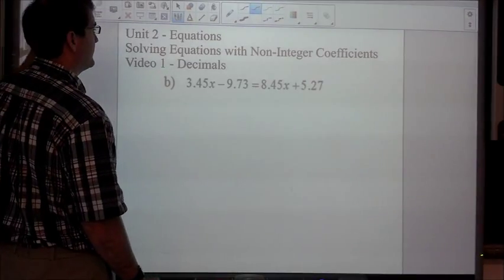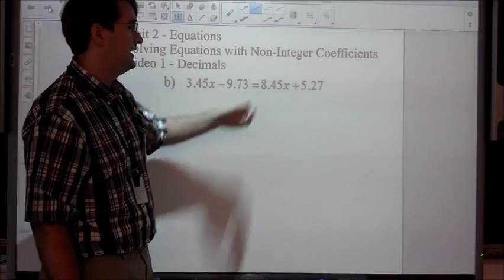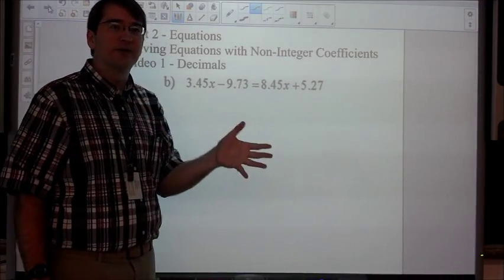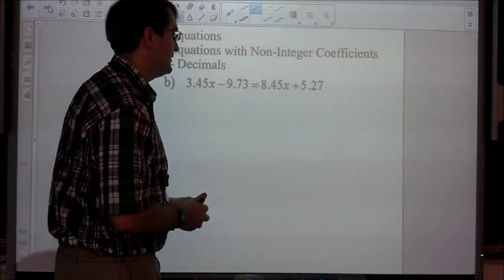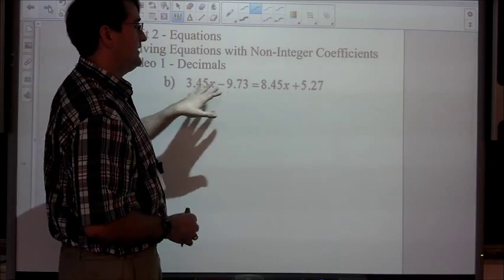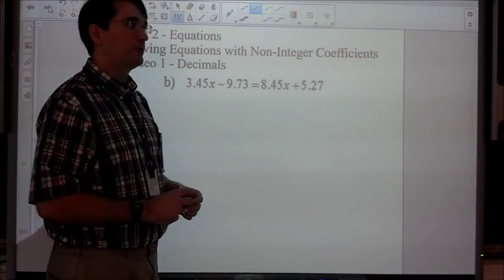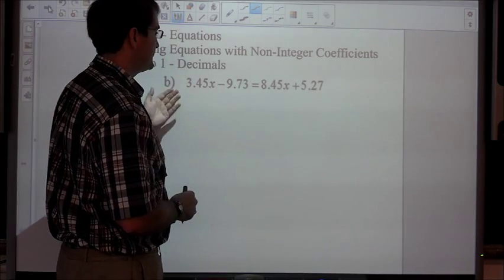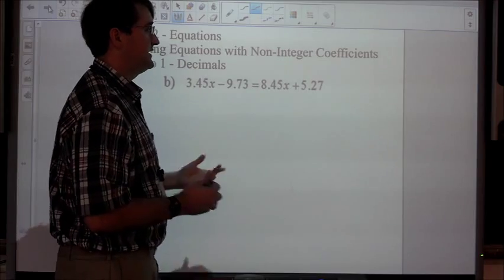But there are other ways that we can go about doing these. If we have a more complicated problem like this, and let's say decimals aren't really your thing, they kind of freak you out a little bit, that's fine. We can actually make these a little bit more reasonable to work with, at least to get rid of the decimals. And it's to multiply everything by a 10.